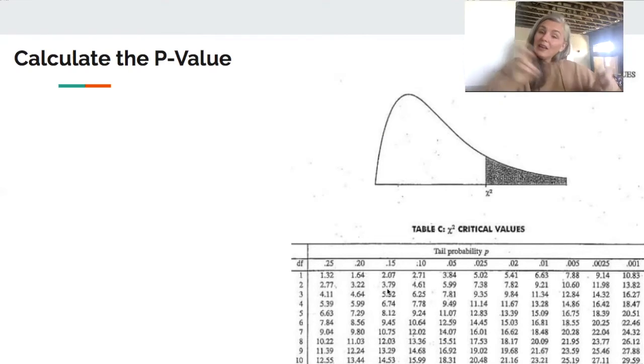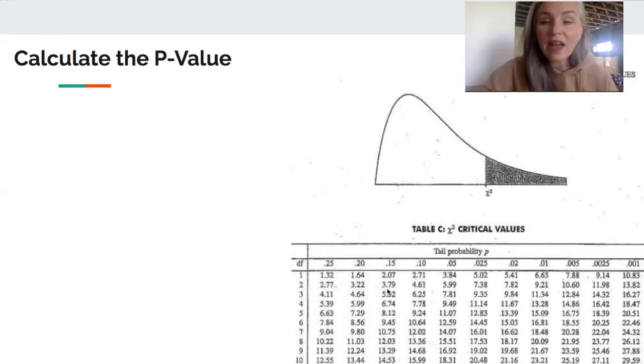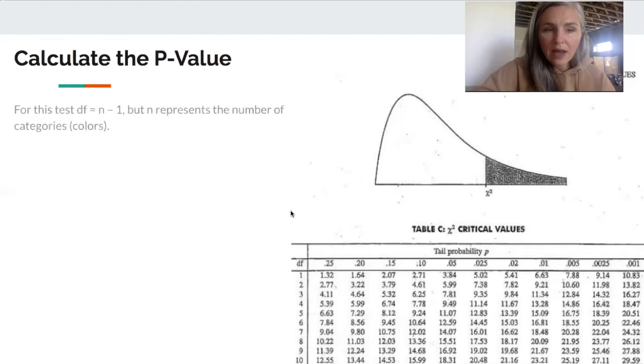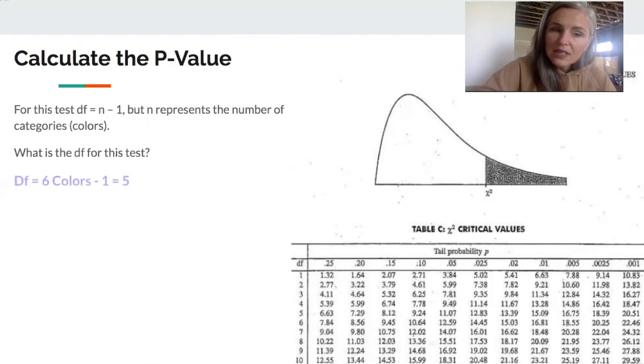So too big is determined not just by that chi-square test statistic, but also by how many categories there are, right? How many categories there are really can make the numbers add up. Keep that in mind. Okay, so what do we need for the p-value? We obviously need degrees of freedom. So how do we find degrees of freedom? It's n minus 1, n being the categories. In this case, we've got 6 M&M colors minus 1, so we've got 5 degrees of freedom. So we know we're going to be looking at this row right here of 5 degrees of freedom.